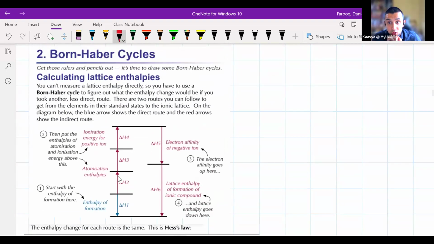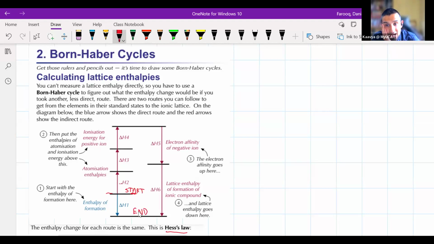So now we'll go into Born-Haber cycles. So for Born-Haber cycles, you just need to memorize this structure. So first of all, you have atomization enthalpies, and that's because this is the starting point. And then you can either go straight to the ionic lattice by forming it. So that's one route. So the blue route, this is Hess's law, by the way. Whichever route you take is the same. So we can take the blue route to get from this start. Yeah, so you can kind of say this is the start, and then this is the end.